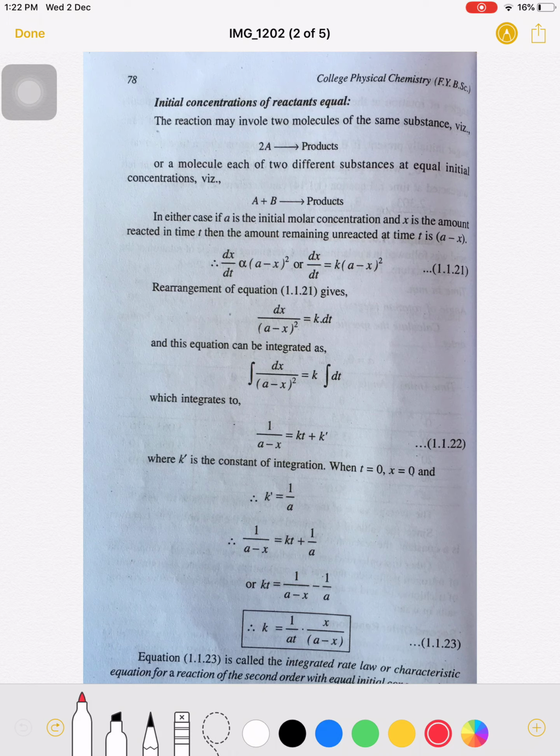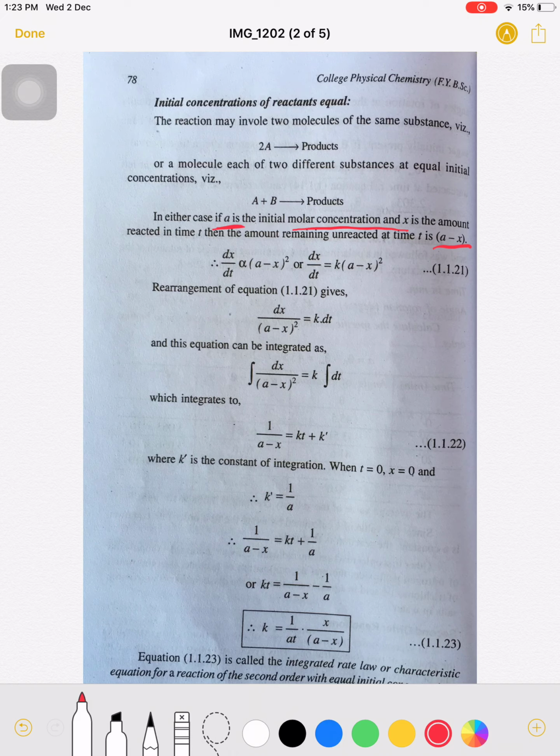In this case, small a is the initial molar concentration of A and B. x is the amount of reactant reacted in time t. Then the amount remaining, which is unreacted, is a minus x. You know all these things: a is the initial concentration, x is the amount of product formed or amount of reactant converted, and a minus x is the unreacted reactant.